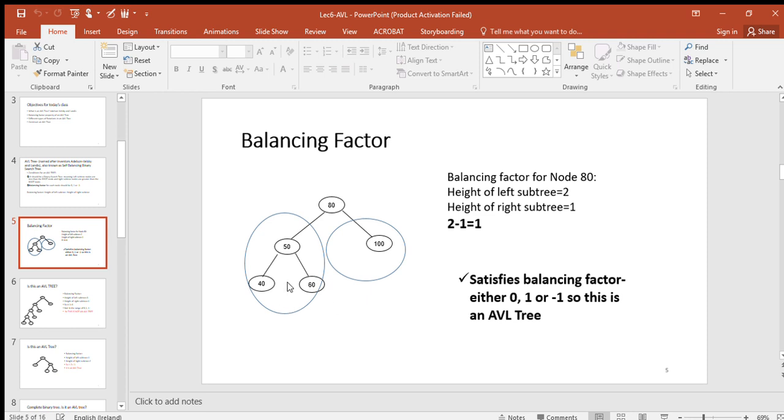If we calculate balancing factor for 50, again it will be 1 minus 1, so 1 from the left side, 1 from the right side, and 1 minus 1 is 0. Again it is in the same range. If we calculate for 100, it's a leaf node, so it is 0. 60, 40, they are all leaf nodes, so the balancing factor is 0. So this is an AVL tree.